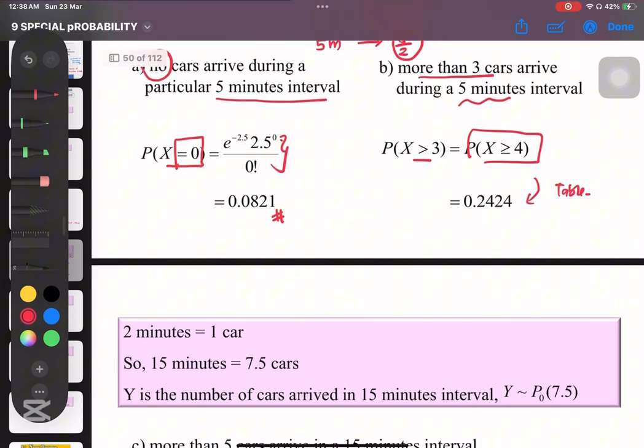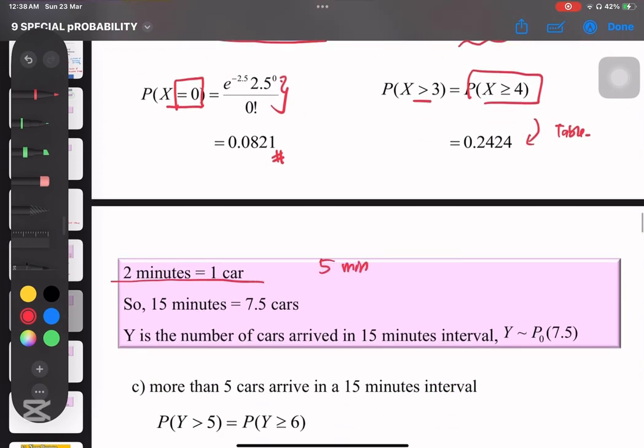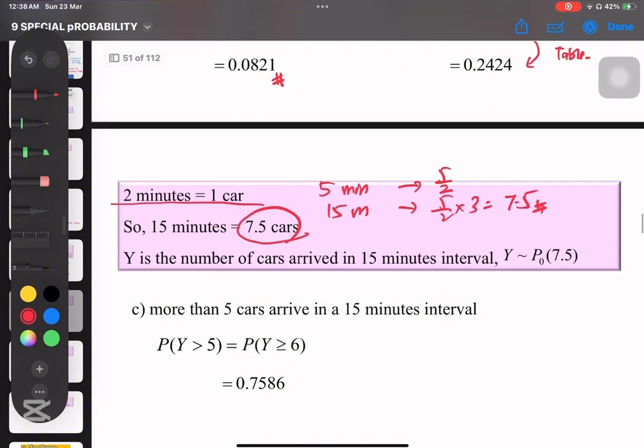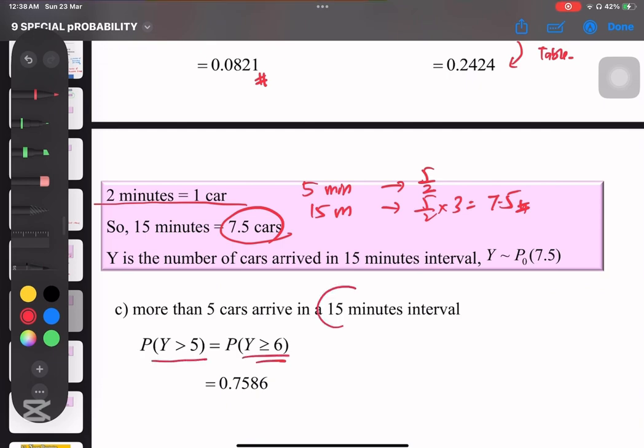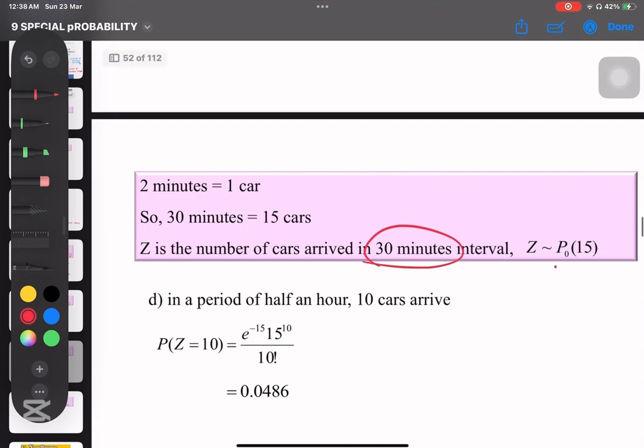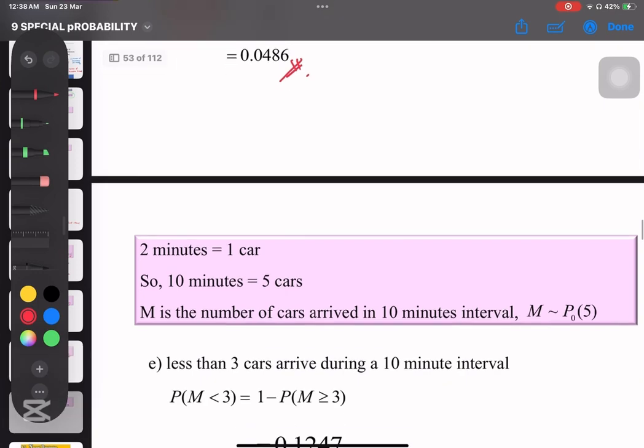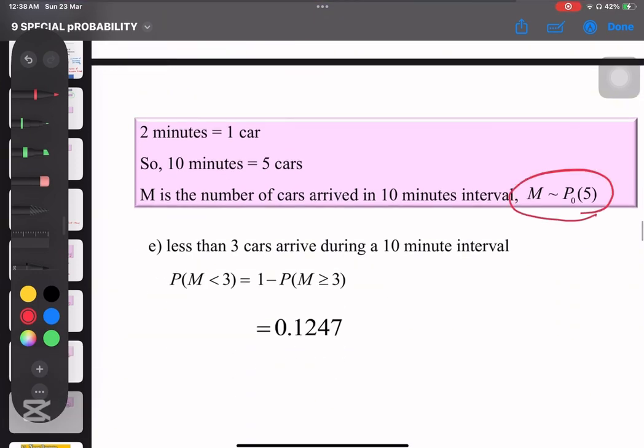For question C, it asks for the number of cars arriving in 15 minutes. So for 15 minutes, we get 7.5 cars and it is our lambda. And we solve it using the table. For the next question, it wants the number of cars in 30 minutes. So we get 15. And the last one, it wants cars arriving in 10 minutes. So we get 5.